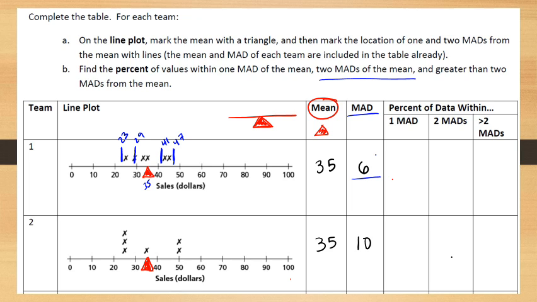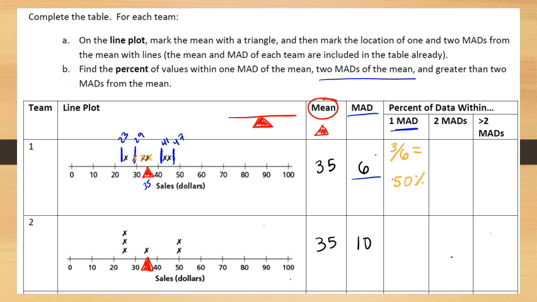So now we're going to think about what percent of my data is within 1 MAD. So we're looking at this region right here. So these little data points right here, those 3. So 3 out of how many total members of the team? Well, there were a total of 6, so 3 out of 6. And we can probably recognize that that is 50% of the data.